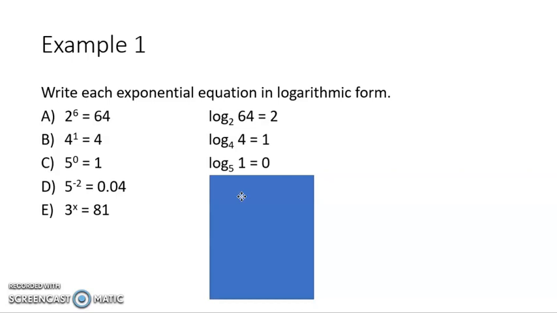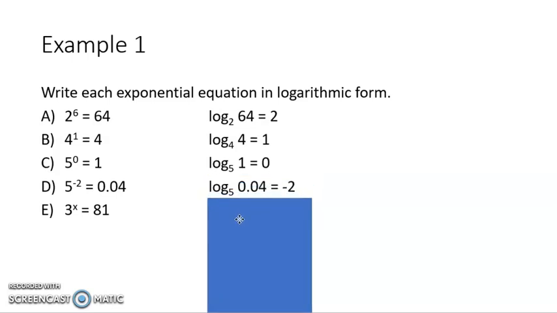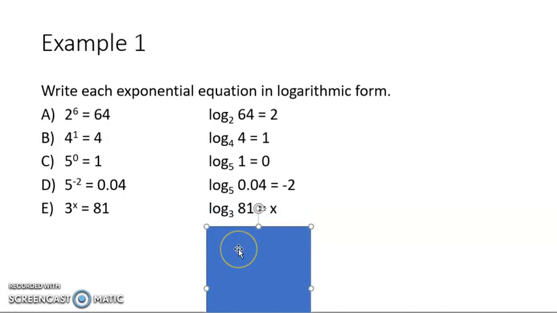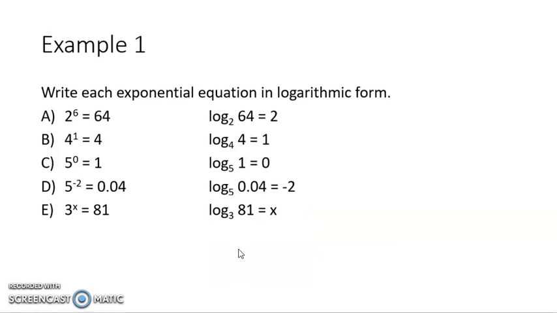In the next one, it would be log base 5 of 0.04 equals negative 2, like this. And finally, it would be log base 3 of 81 equals x, and it would look like this. Okay, so those are all of my answers.